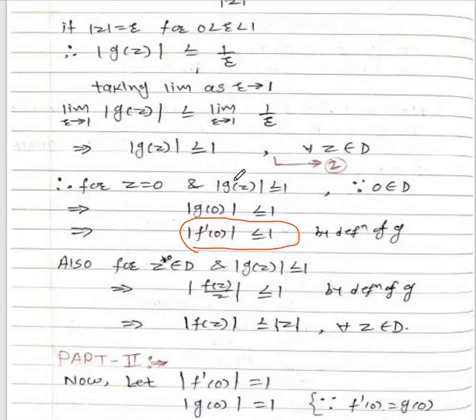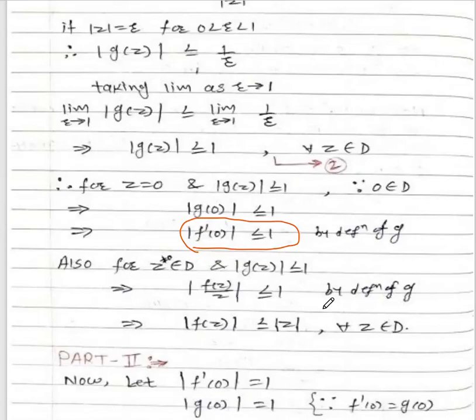Okay, from this equation number 2, put the value of g of z, that is g of z is mod f of z upon z, by using the definition of g. So mod f of z upon z is less than or equal to 1. Okay, so multiplying on both sides by mod z, we will get mod f of z less than or equal to mod z for all z belongs to D. So this is the complete proof of part number 1 of this theorem.